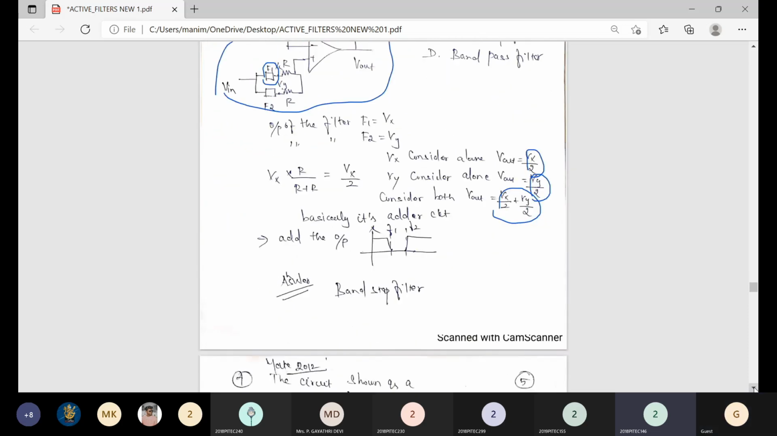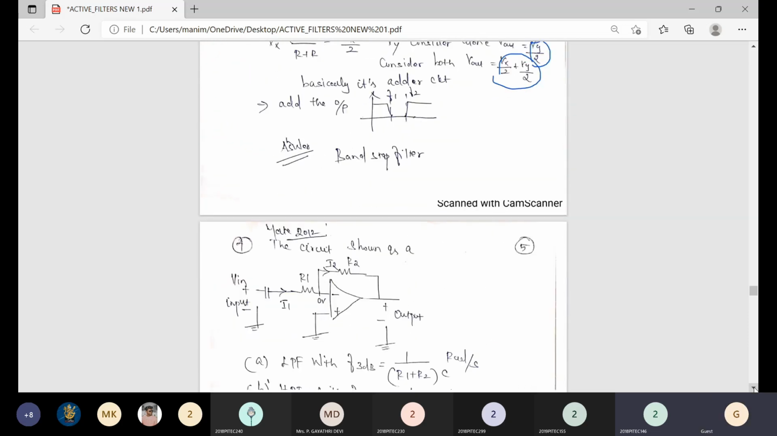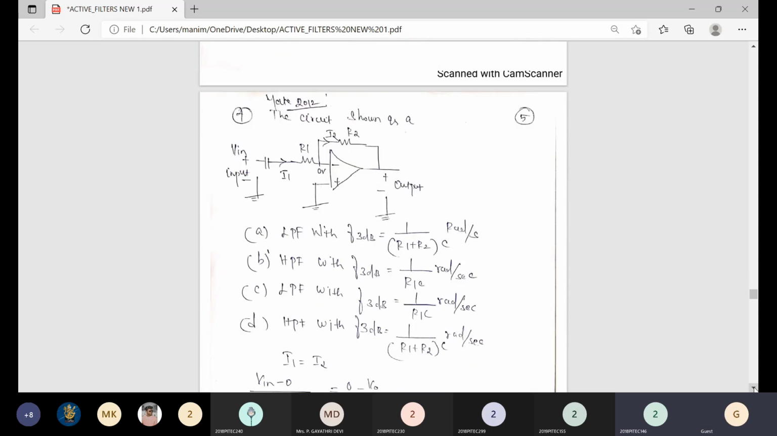Okay, then we move on to the next one. This is the GATE 2012 question. They have given one circuit, an op-amp with resistance and capacitance. The input voltage is Vin and the output is V0. The options are low pass filter with 3 dB cutoff frequency 1 by R1 plus R2, and high pass filter with 3 dB 1 by R1C. Find the cutoff frequency of this circuit.